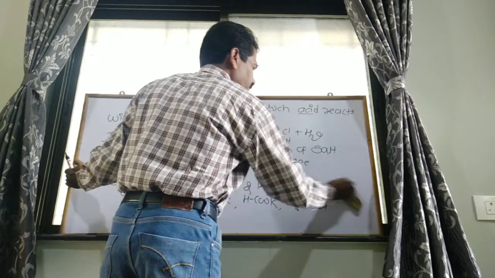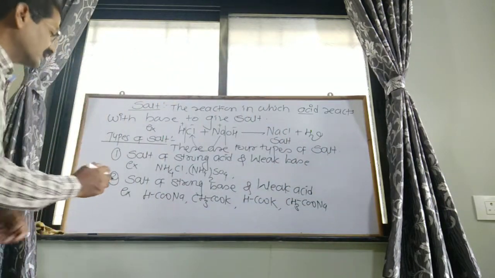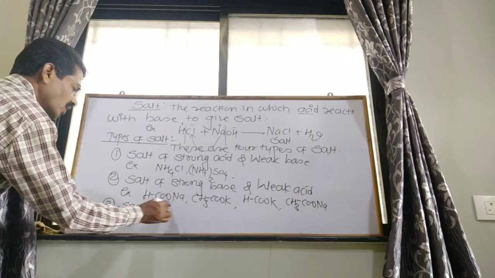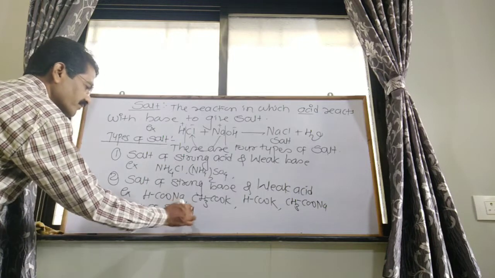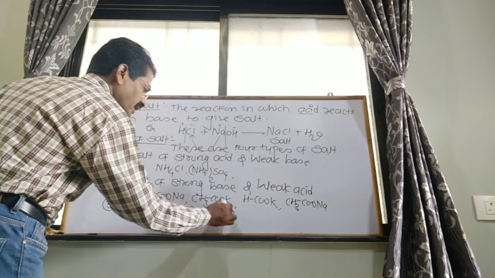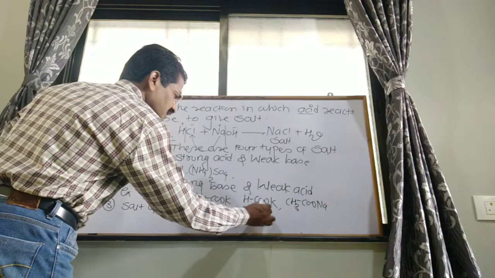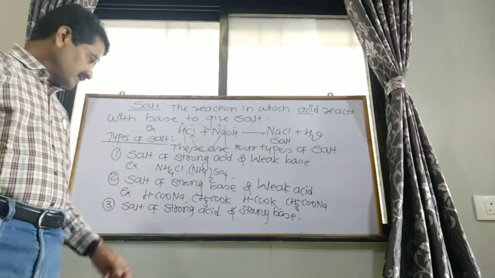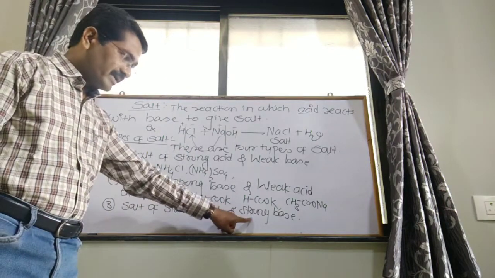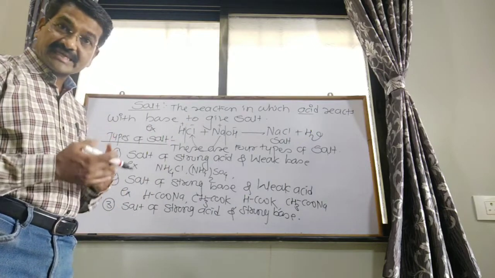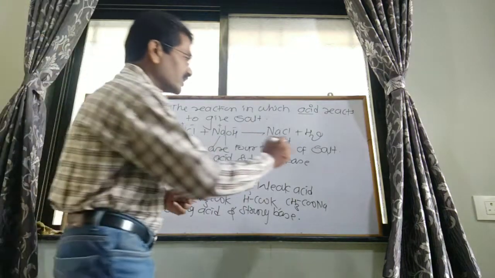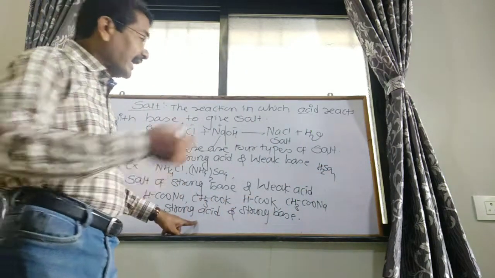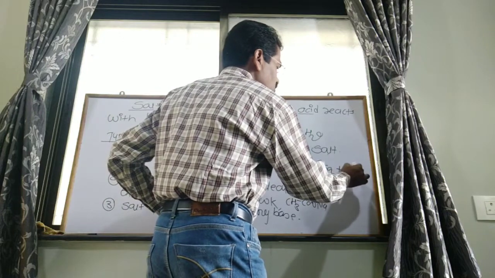Then the third type of salt, salt of strong acid and strong base. The third type of salt is of a strong acid and strong base. Both strong acid and strong base can combine together, such as H2SO4 is a strong acid and NaOH is the strong base.